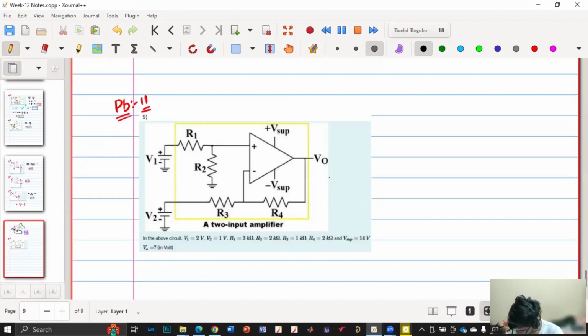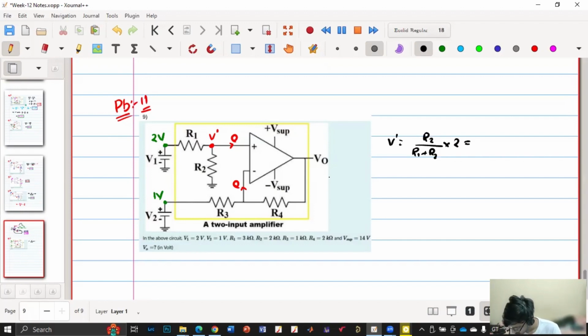So V1 is how much? 2 volt, right? So this is 2 volt, and V2 is how much? 1 volt. Okay. And the current here is 0. The current here is also 0. So now what will be this voltage? V1 by 3. Okay. So V dash is R2 by R1 plus R2 into 2.